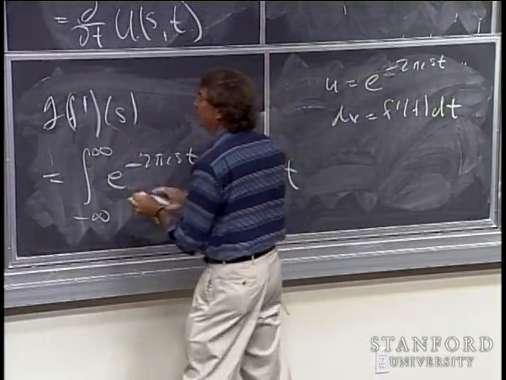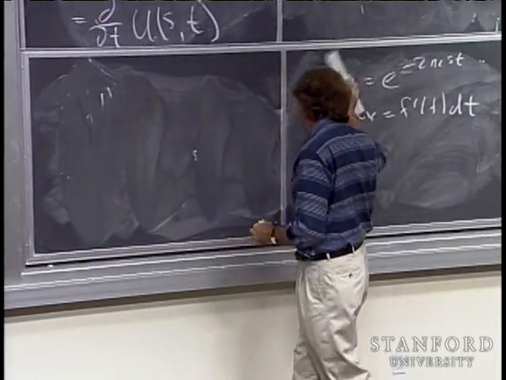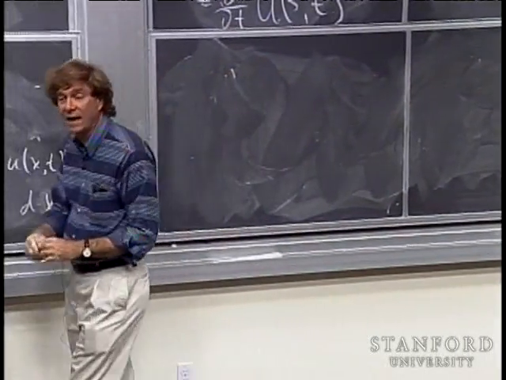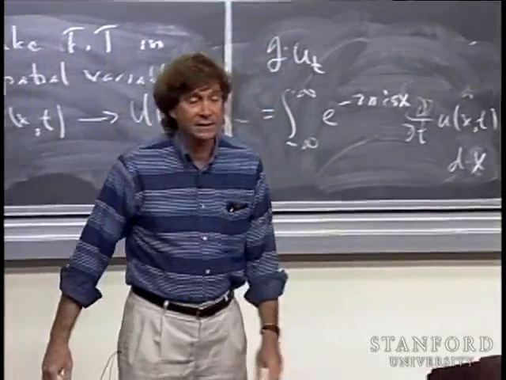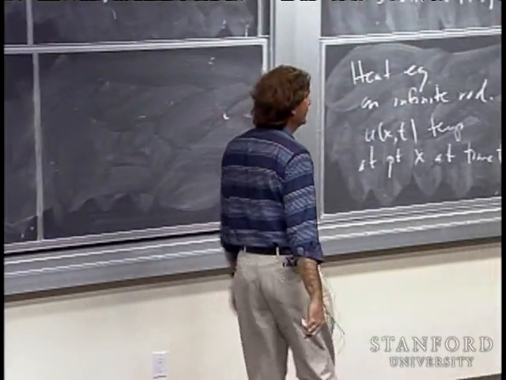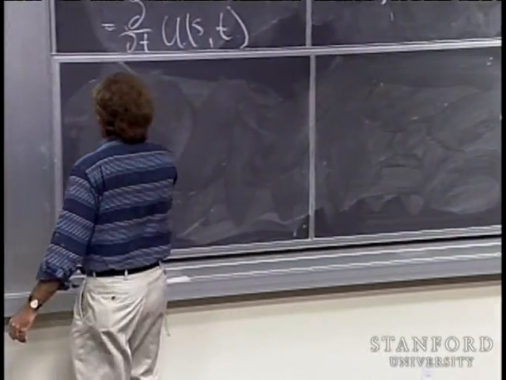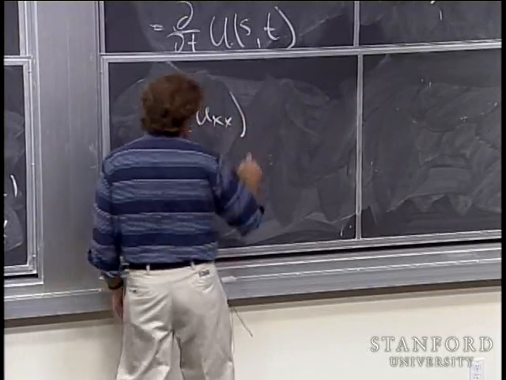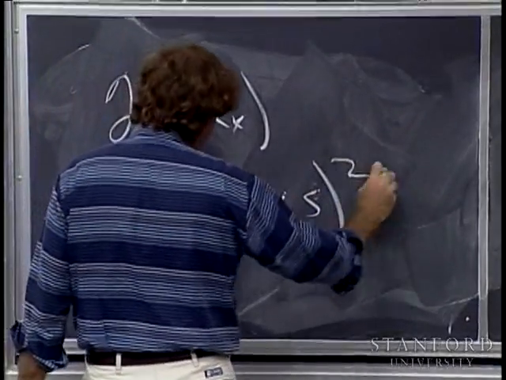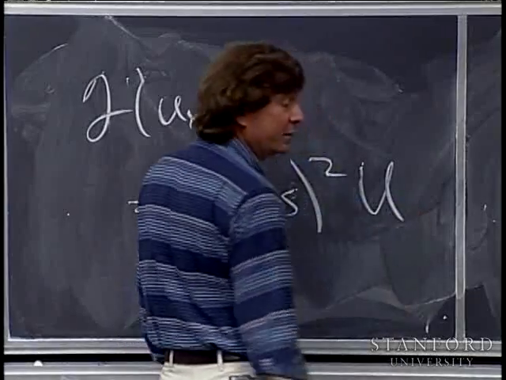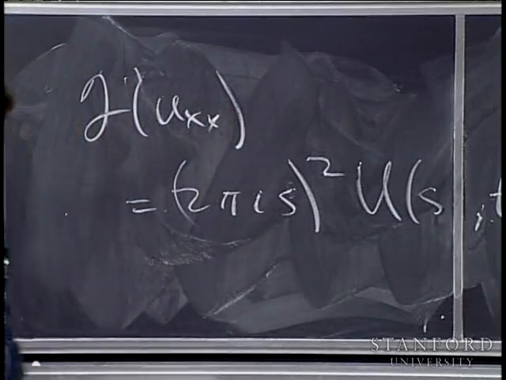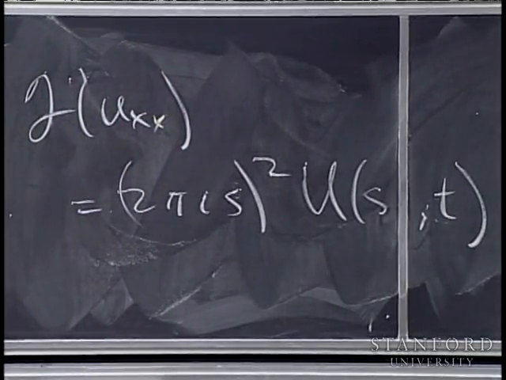Well, the right-hand side of the heat equation, I use the derivative theorem. I have two derivatives, the second derivative with respect to x. If I take the Fourier transform of the right-hand side, then what comes out is a factor of 2 pi i s squared. So the Fourier transform of u_xx, again with respect to the spatial variable, is going to give me 2 pi i s squared times the Fourier transform of the original function, undifferentiated, at s, t. Again, t is sort of going along for the ride here. It's the transform in the spatial variable that counts.